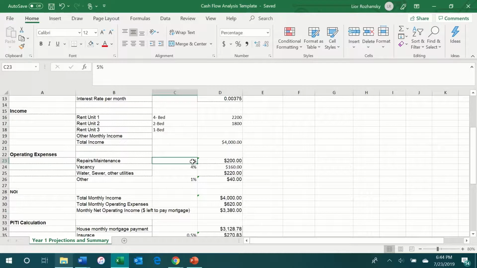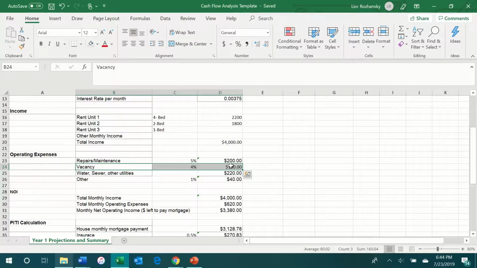But this basically accounts for toilet leaks. You're going to have to call your handyman to fix a couple of things here and there. Things are just going to add up. Even though you might spend $0 one month, then the next month you might spend $400. But this is just an average of what you're likely going to spend over the course of the investment.